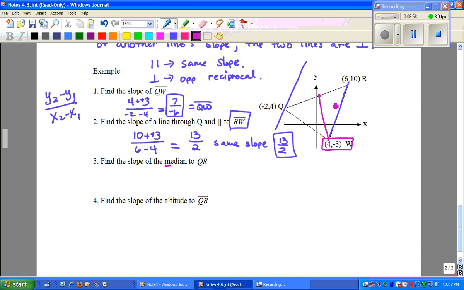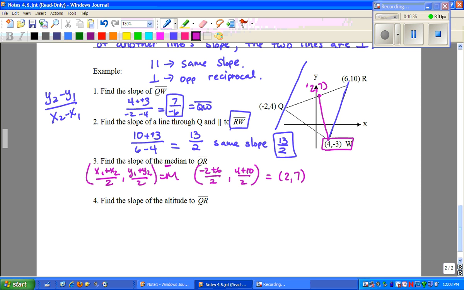Which formula do we use to find the median, or the midpoint, as what we're referring to? If you said the midpoint formula, you are correct. And what was the midpoint formula? X1 plus X2 over 2, comma, Y1 plus Y2 over 2. That is the midpoint formula. So we can find the middle between these two. So what do we have? We have negative 2 plus 6 over 2, and we have 4 plus 10 over 2. That simplifies that point to be 2 comma 7. So now we know that this point is at 2 comma 7.